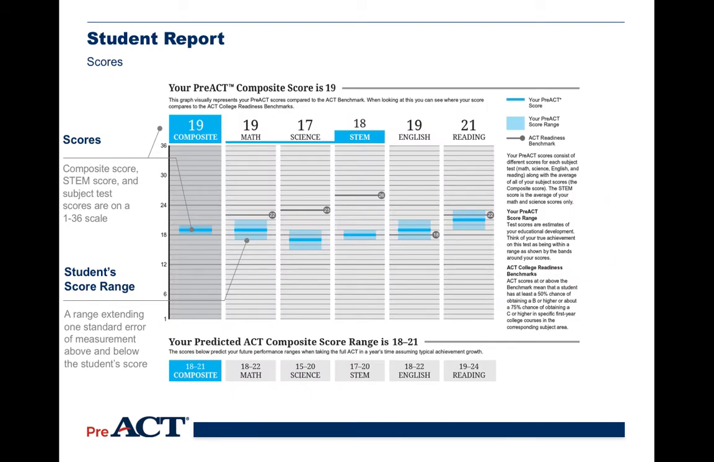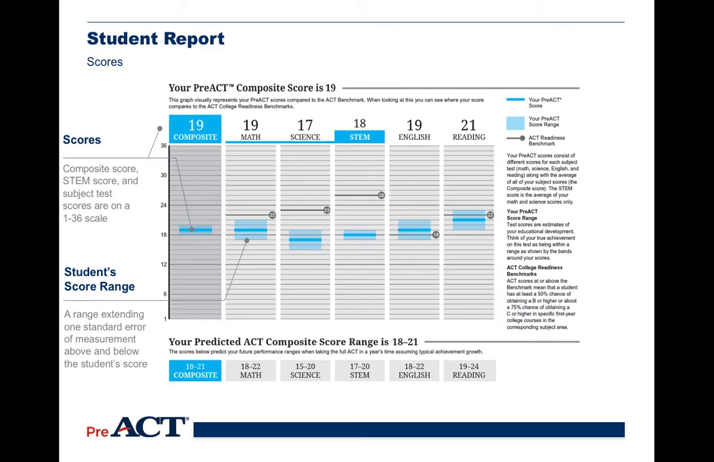Looking more closely at the scores section, we see the student's PreACT scores across the top and below as a solid blue bar. These scores are all on the same 1 to 36 score scale that is used with the ACT. However, the maximum score on the PreACT is 35. You can also see a shaded score range above and below the solid blue score bar. This range allows for the fact that test scores are estimates of a student's educational development and represents one standard error of measurement. Students receive PreACT scores in each subject area and an overall composite score.